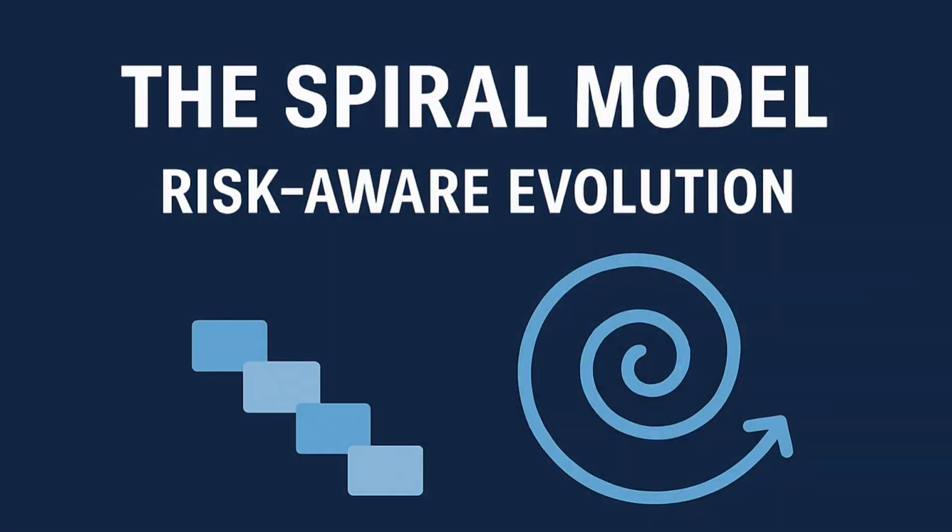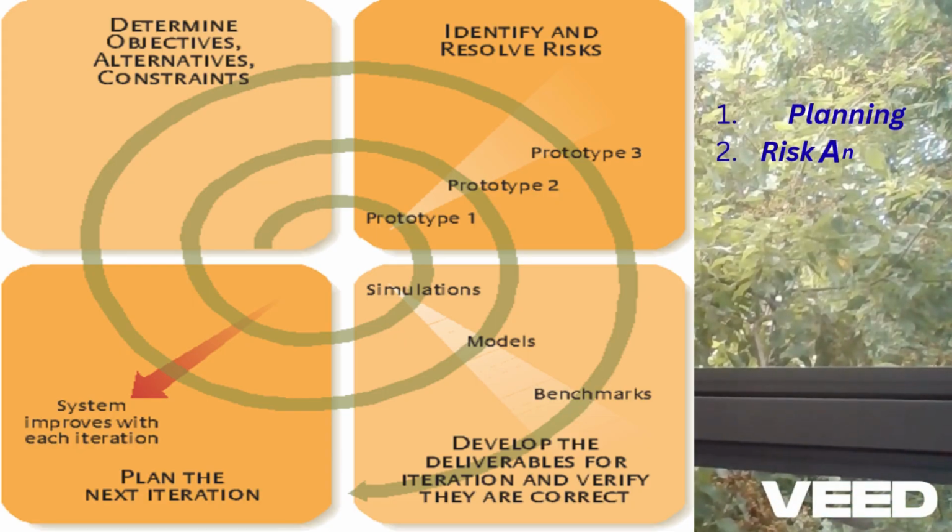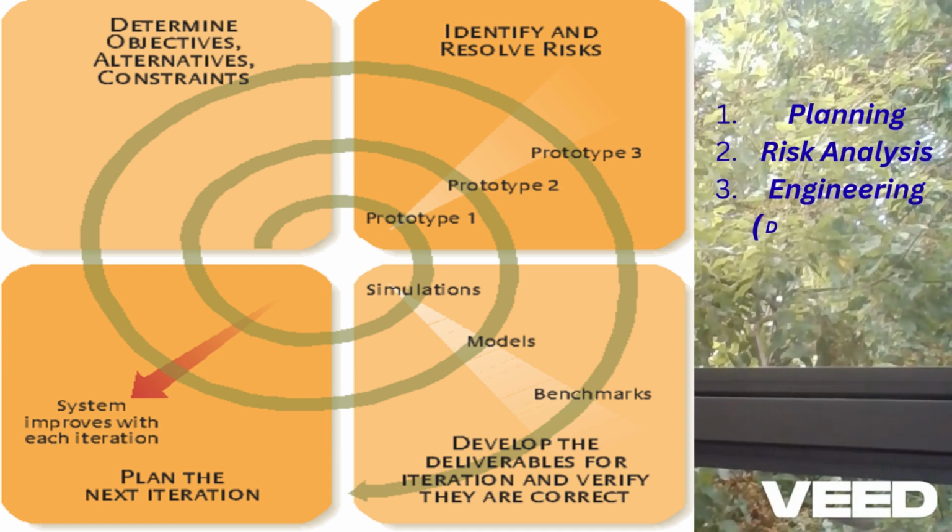The spiral model, or risk-aware evolution. Now, picture this. You're building software for a mission-critical system like an airline reservation or a healthcare system. The stakes are high. You need flexibility but also control. That's where the spiral model comes in.